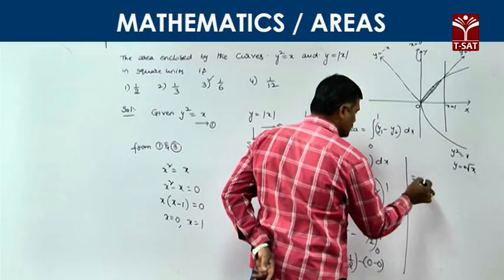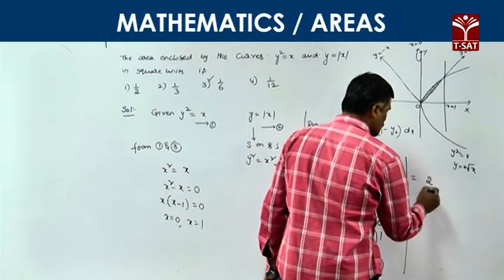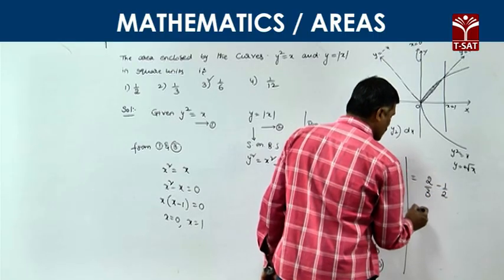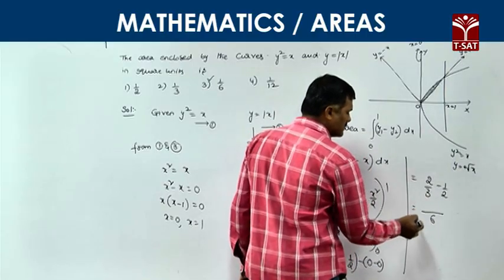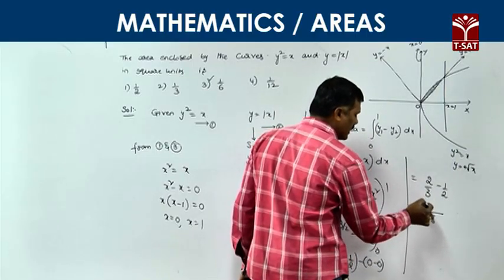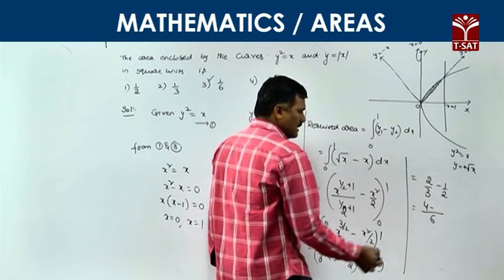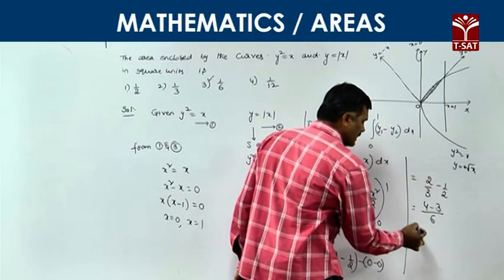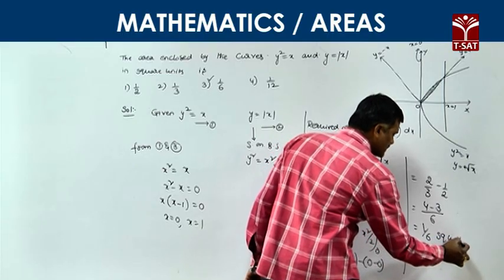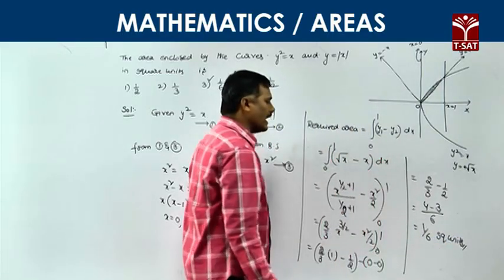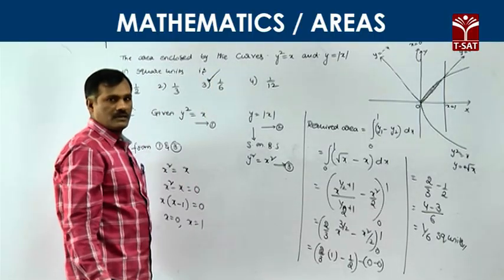Continuing, that is equal to 2 by 3 minus 1 by 2. Now take the LCM, which is 6. 3 2s are 6, so the numerator is 4, minus 2 3s are 6, so the numerator is 3. That is equal to 1 by 6 square units, which is the required area of the given problem. So 1 by 6, the third option, is the right option.